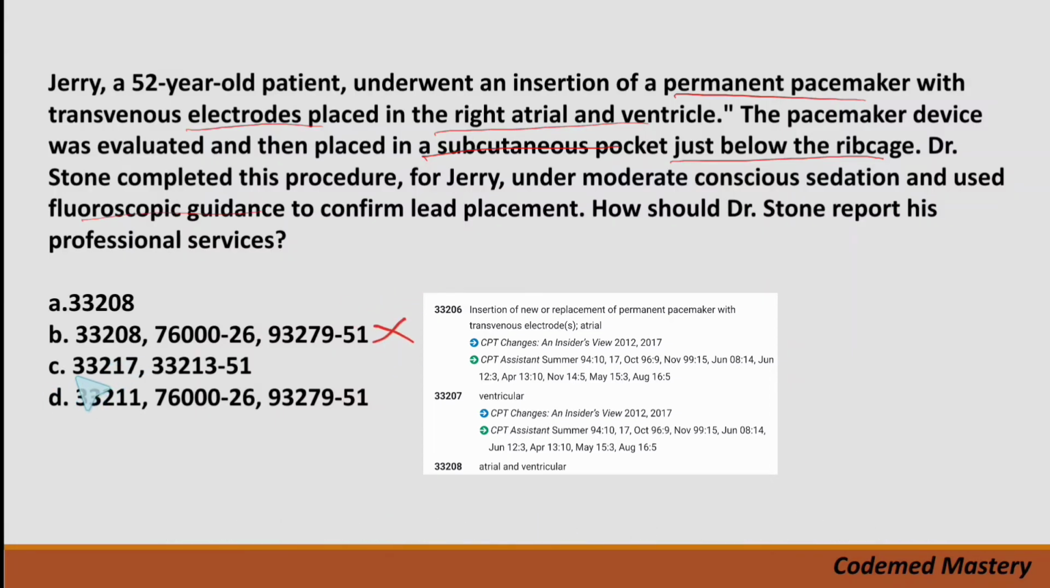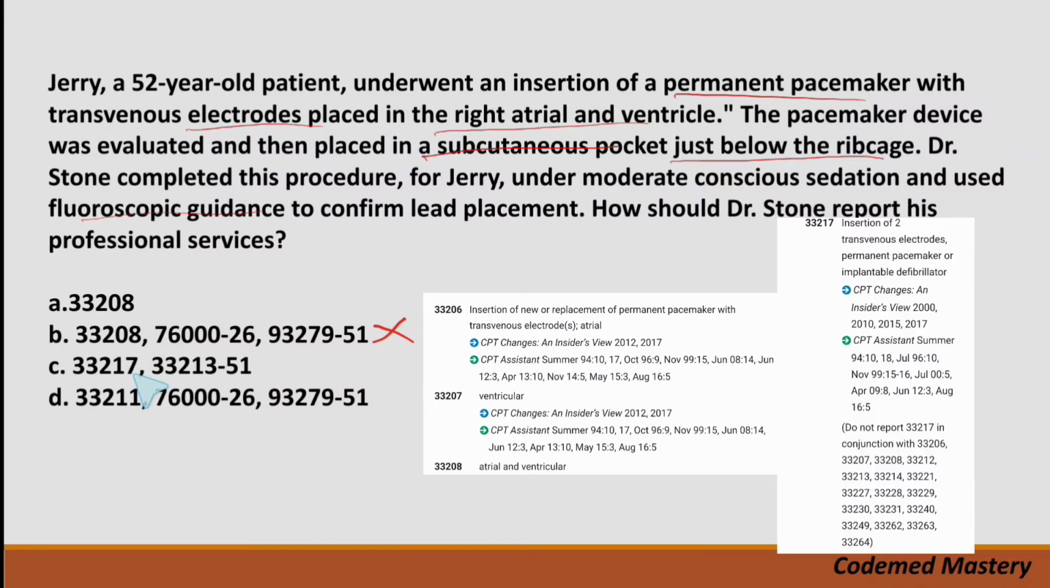And check the code in option C, 33217, that is for insertion of two transvenous electrodes, permanent pacemaker or implantable defibrillator. But in our question, they are performing insertion of a permanent pacemaker with transvenous electrodes. Okay, and under code 33217, you can find they have mentioned do not report 33217 along with 33213. So we cannot code these together. If we code this, it will be wrong. So we will eliminate option C.